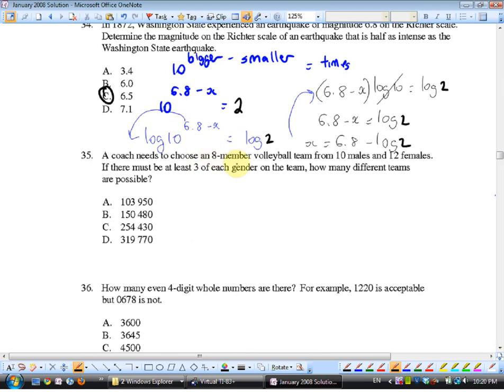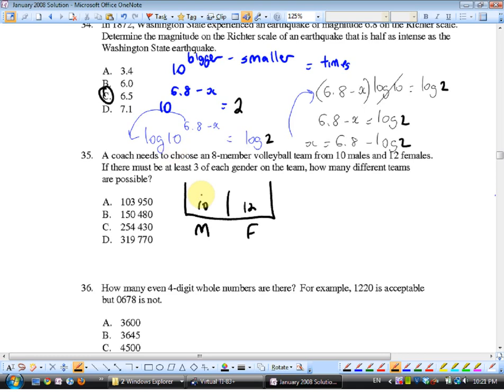We want to choose 8 players, 10 males, 12 females. Doesn't look like order matters. Bucket. Males, females, 10, 12. We want at least 3 of each gender on the team. How many teams are possible?